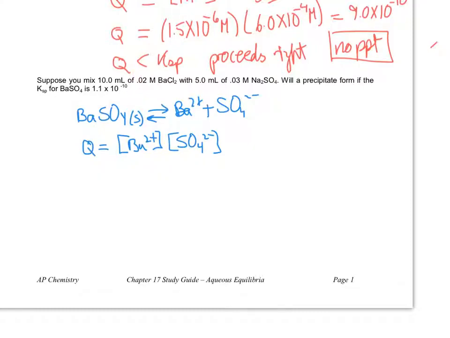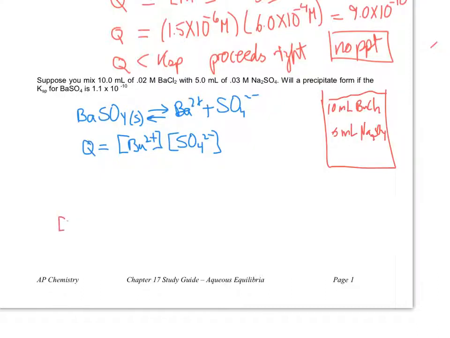I don't plug in 0.03 here and 0.02. Why not? Because I'm mixing two solutions. Once I mix the two solutions together, then my volume changes. So in my flask here, what I have is 10 milliliters of my BaCl2, and I have 5 milliliters of my Na2SO4. And so the total together of my solution is 15 milliliters. So I need to figure out how many moles of each and divide by 15 milliliters to figure out what the concentration is. So I'll do that down here.